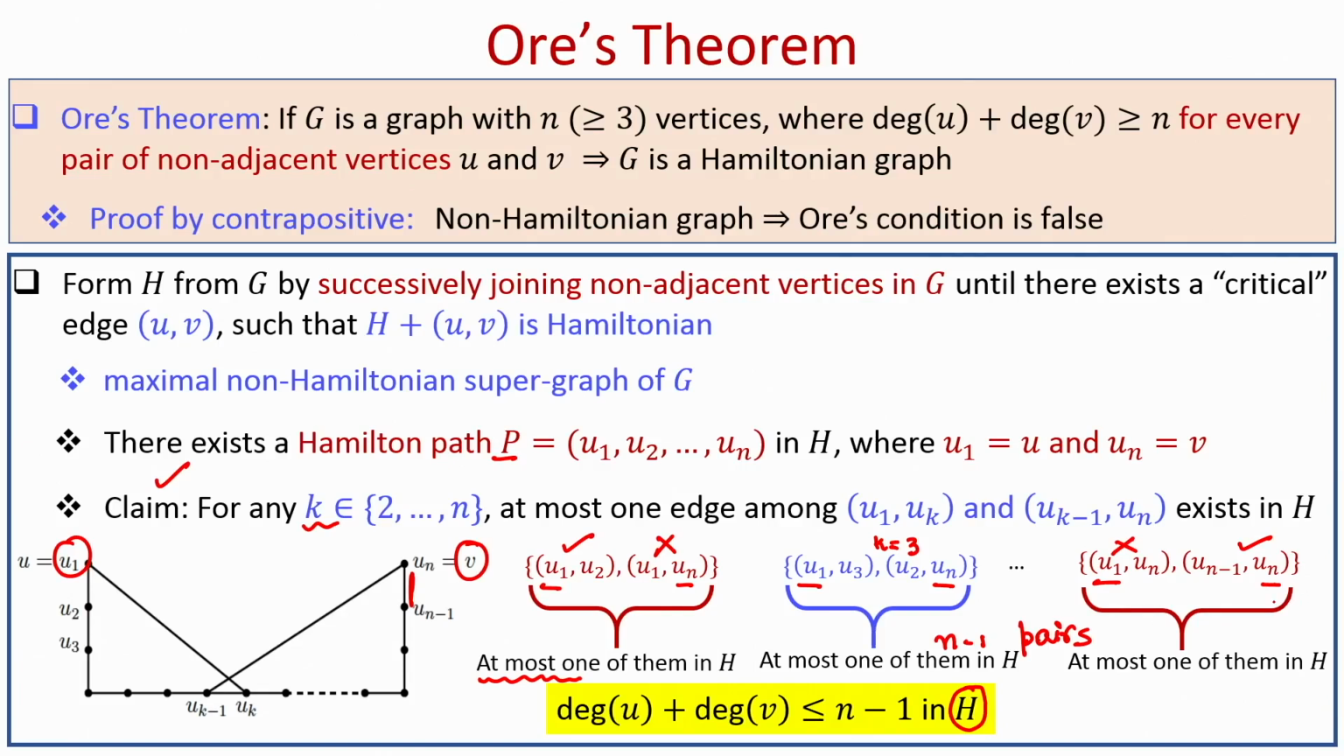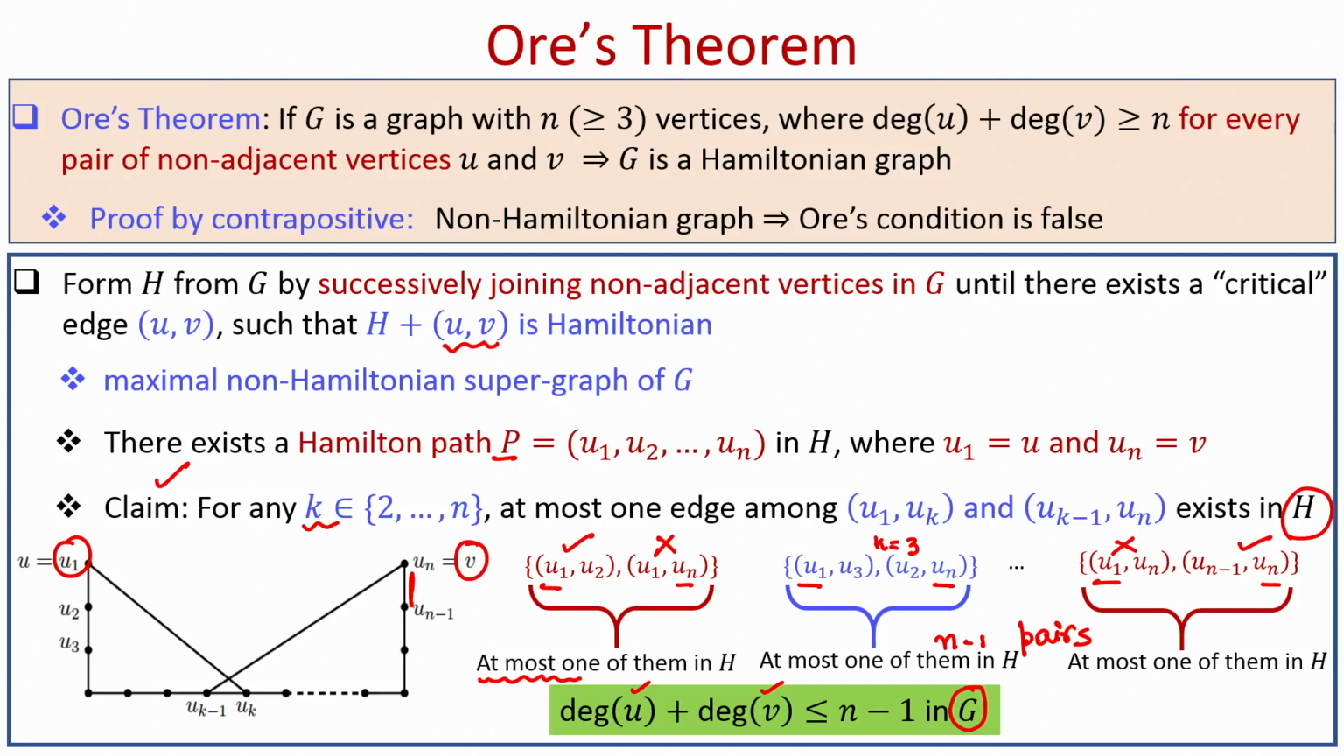Now, if the claim is true for my supergraph H, the claim is obviously true in my subgraph G, because the nodes u and v were there in my graph G. I have not changed my vertex set. When I expanded my graph G, I kept intact my vertex set. It is only the edge set which I kept on modifying. That means, I kept on adding edges between non-adjacent pairs of vertices till I identified a critical pair of non-adjacent vertices. And in the supergraph H, I have proved that the summation of the degrees of u and v is at most n minus 1.